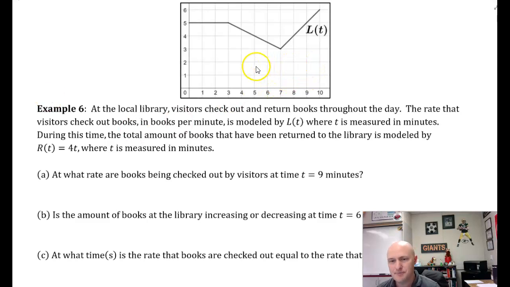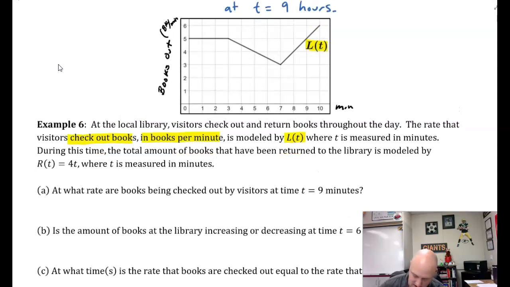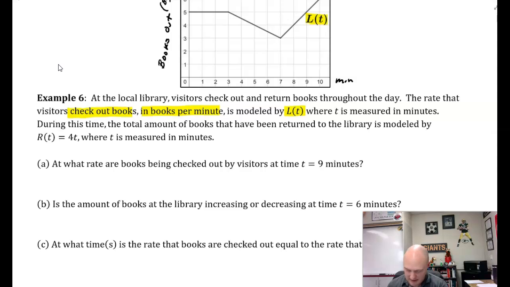representation, which is kind of neat. They say, at a local library, visitors check out and return books throughout the day. The rate that visitors check out books in books per minute is modeled by L of t. So here is L of t, and this is books being checked out, books out, and that is in books per minute. This is in minutes, and this is in books per minute, where t is measured in minutes.